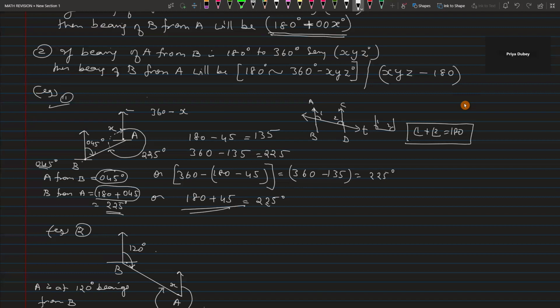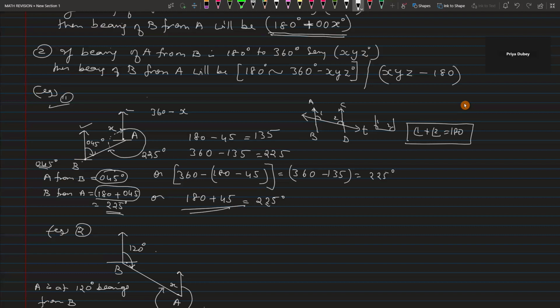So here you can see that X and 45 are co-interior angles because these two are parallel lines. Both are pointing towards the north direction, so they will be parallel, isn't it? If two lines are having the same direction, that means they are parallel. Therefore, these two lines will be parallel and you can consider AB as a transversal. So this angle 45 and this angle X form co-interior angles. Yes. So 45 plus X will be 180.